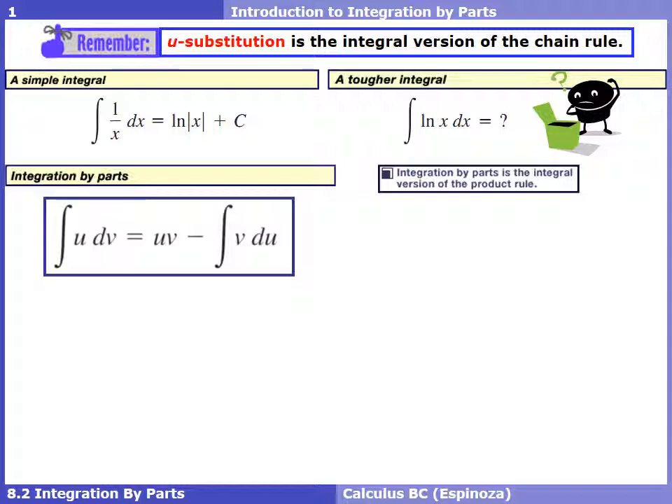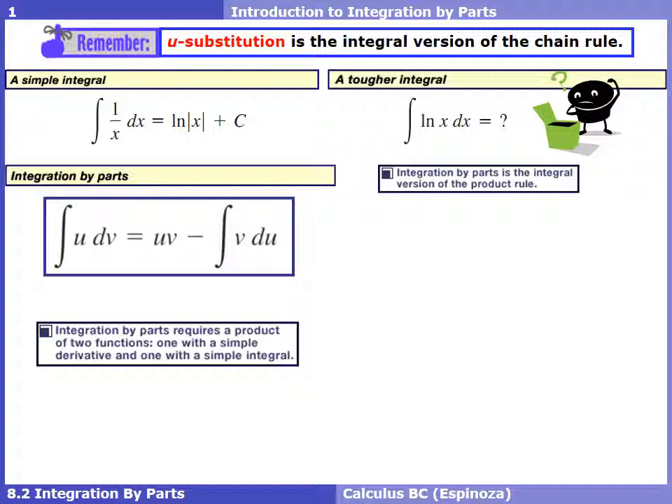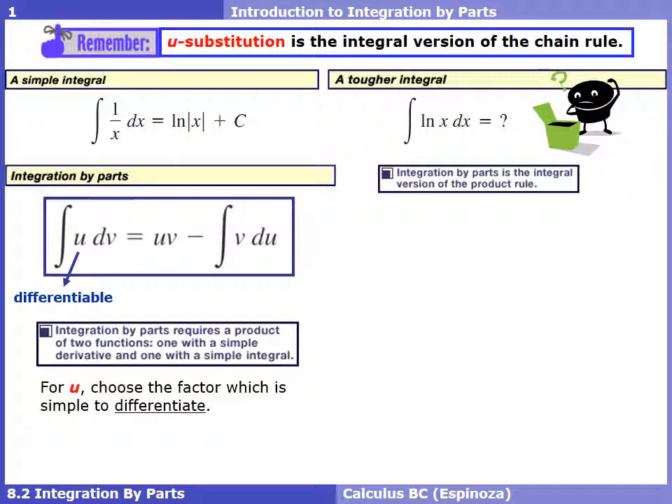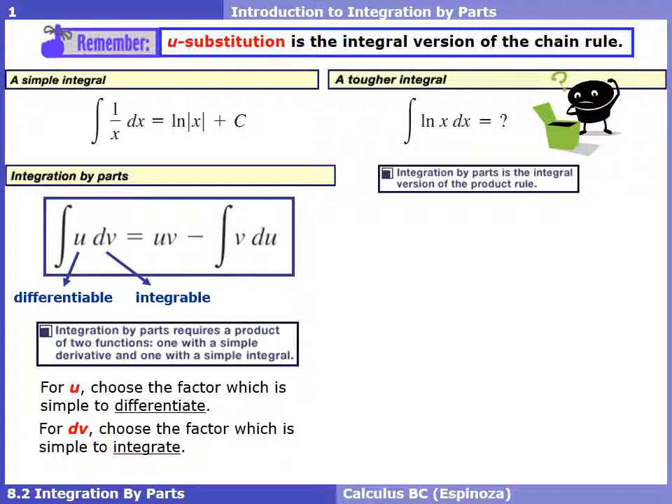This is the formula that we're going to apply to problems that require this process called integration by parts. So integration by parts requires two functions. One is a simple function to take a derivative of, and one is a simple function to take an integral of. How we make that determination, we'll see with some examples, but that's the idea. For the u, we choose the factor that's simple to take the derivative of. For the dv part of our problem, we're choosing the factor that's simple to integrate.